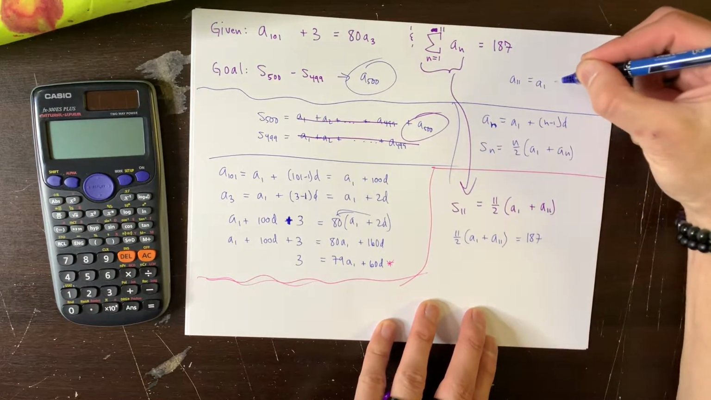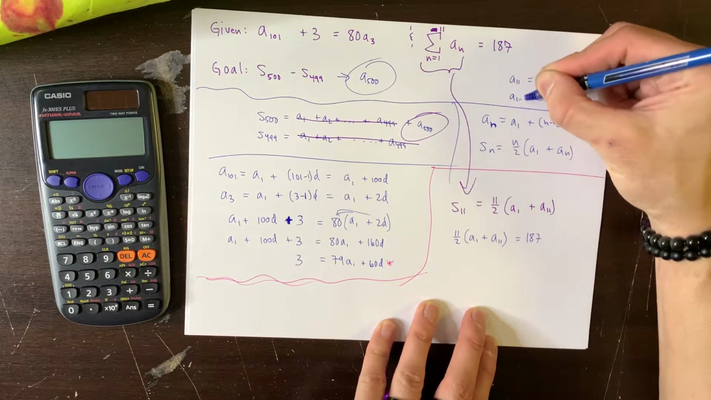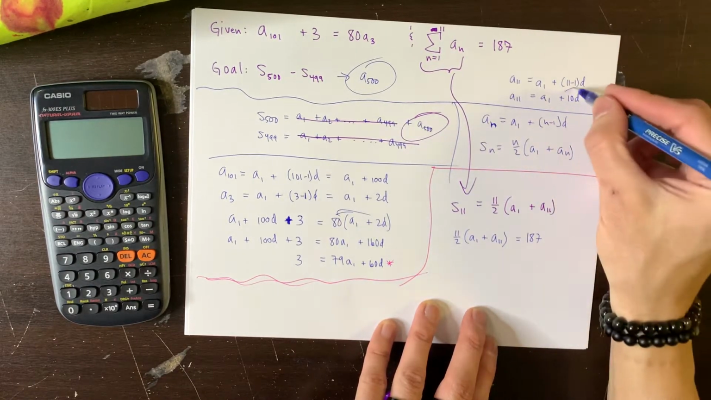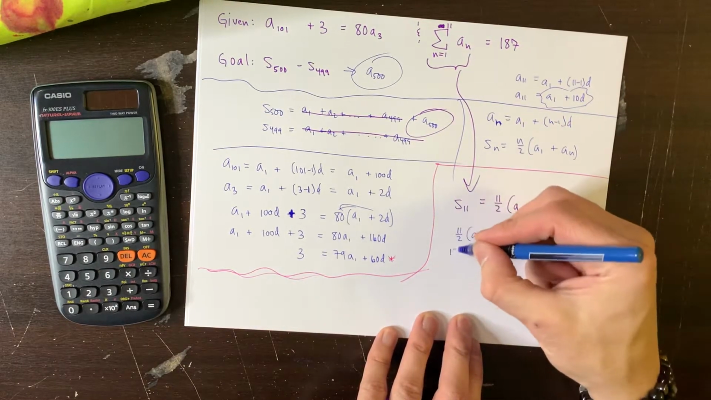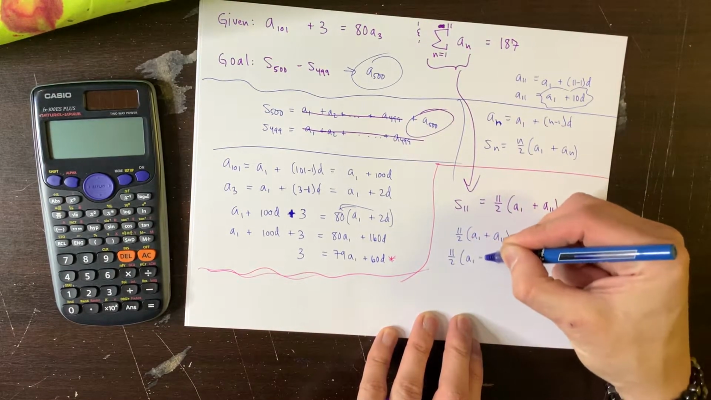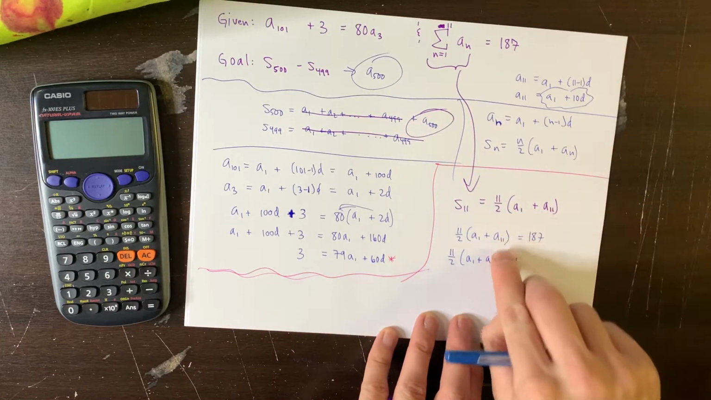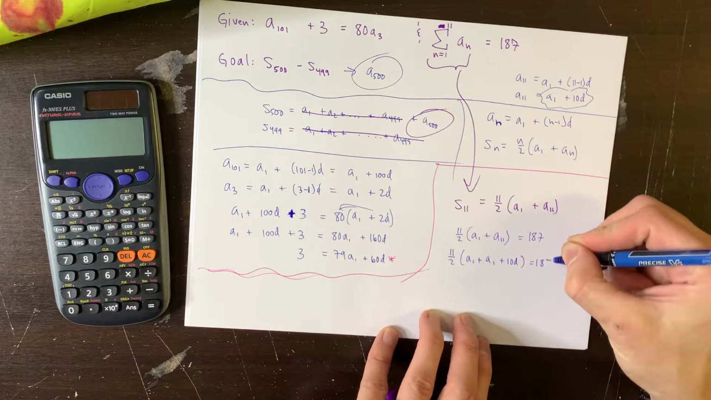So A11 is A1 plus 11 minus 1 times D. So that A11 is A1 plus 10D. So by substitution, that little blue bubble, which is A11, can go right there. So I have 11 over 2, A1 plus 10D, right? A11 is that because of that, equals 187.